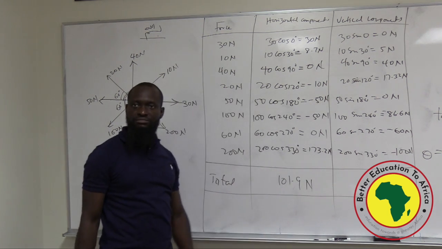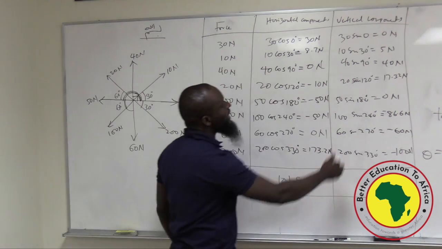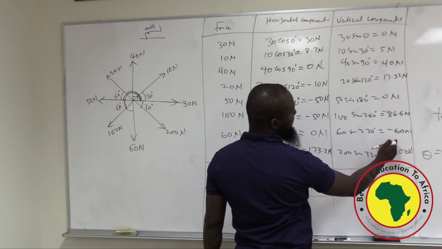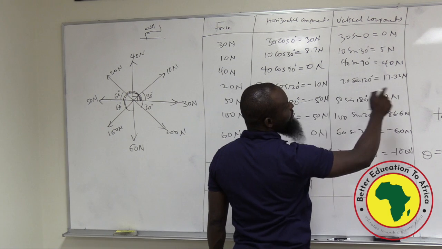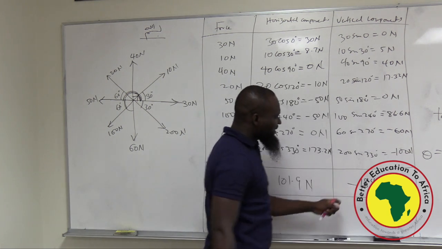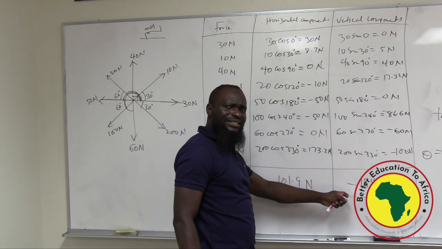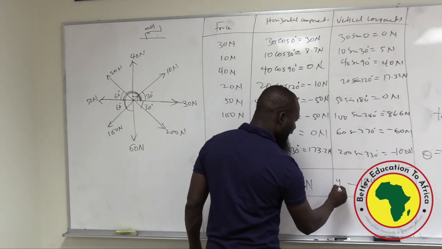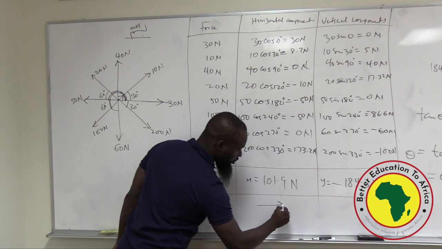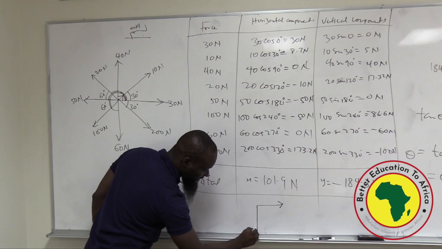That's my total x. What's my total y? I sum all these up, okay? Minus 100, minus 60, minus 86.6, I will get minus 184.3. So it is the minus sign here that tells you that the total x is positive, so it will go this direction. Your total y is negative, so it will go like this.